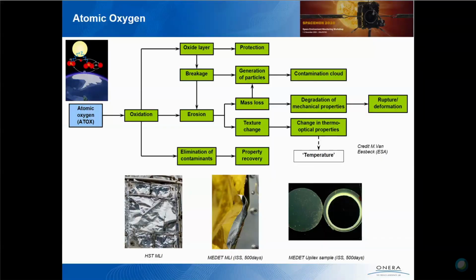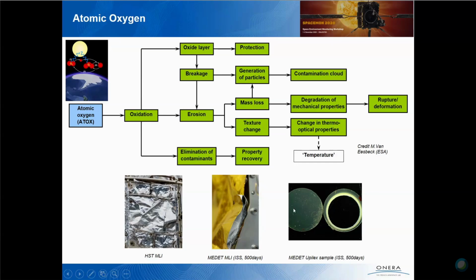So let's start with a few words about atomic oxygen, which is in fact the main component of the residual atmosphere in LEO, and which is produced by the photodissociation of oxygen molecules by the UV from the sun. And the interaction of AO with surface material mostly results in oxidation and subsequent erosion of the surface.